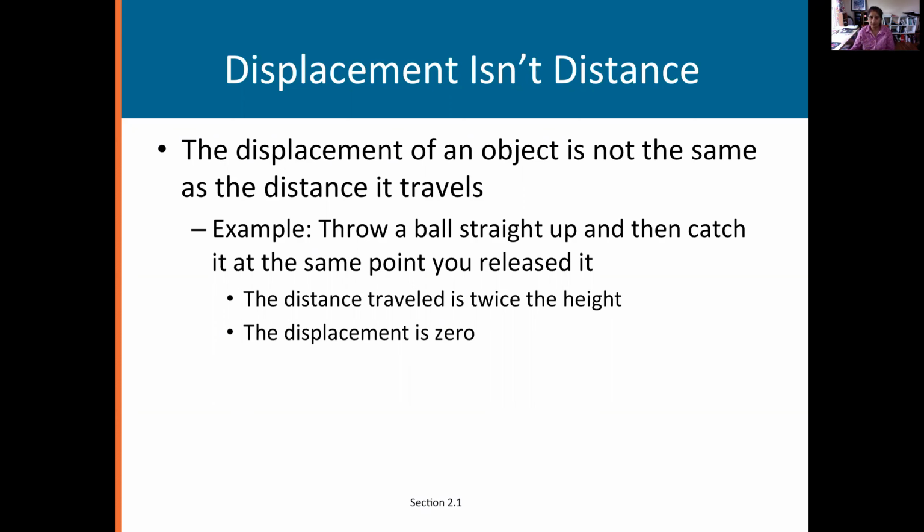There has been no displacement. However, the object has traveled a significant distance. It has traveled all this way up and all this way down. We call that sum of the actual path traveled the path length. Okay?